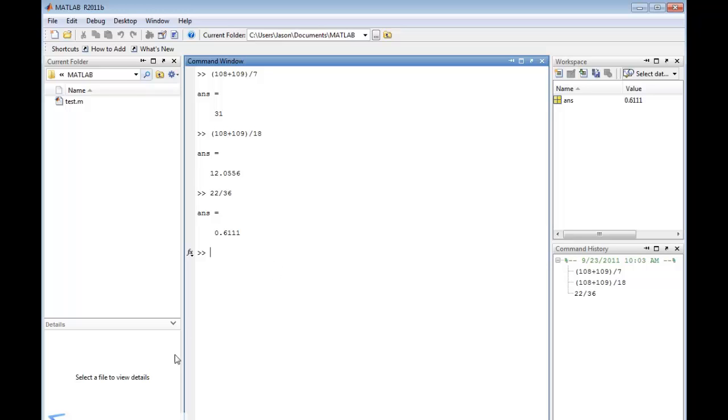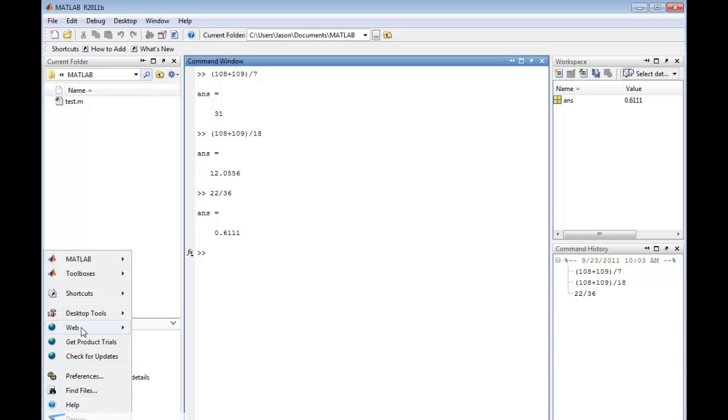So the way you check is, if you notice at the lower left-hand corner, there's a Start menu. If you click that Start menu and go up to the top, it'll say Toolboxes, and when you hover over it, notice it says Symbolic Math. That means that on this computer I have Matlab installed. I also have the Symbolic Math Toolbox installed.